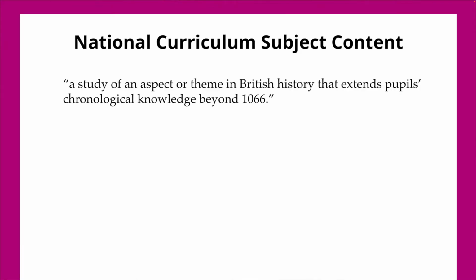In this video I'll be taking you through our unit on the medieval monarchs. The national curriculum states that pupils should be taught about a study of an aspect or theme in British history that extends pupils' chronological knowledge beyond 1066. This unit focuses on many of the major monarchs who reigned during the medieval period, which is usually taken by historians to describe the period from 1066 to 1485, which marked the end of the Wars of the Roses.